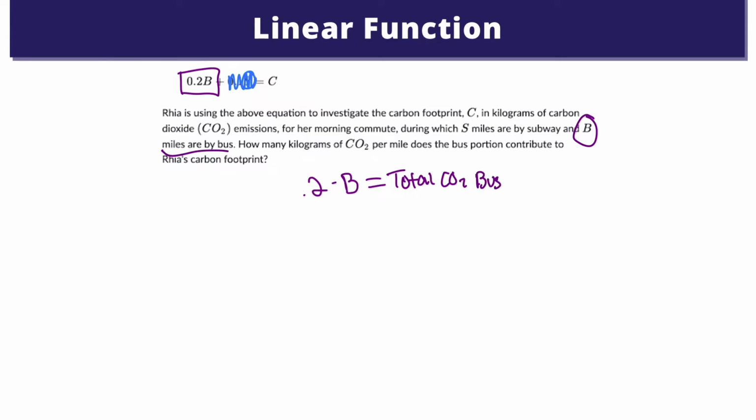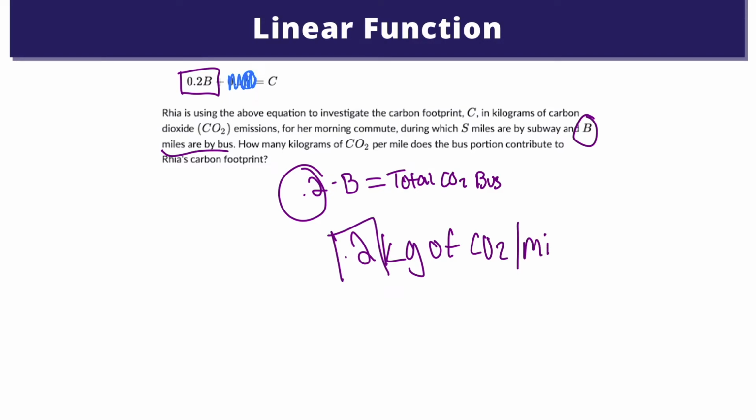So from this, it's asking how many kilograms of CO2 per mile does the bus portion contribute to Ria's carbon footprint. The only constant here is 0.2. So we know that our answer is 0.2 kilograms of CO2 per mile. And that is your answer, 0.2.